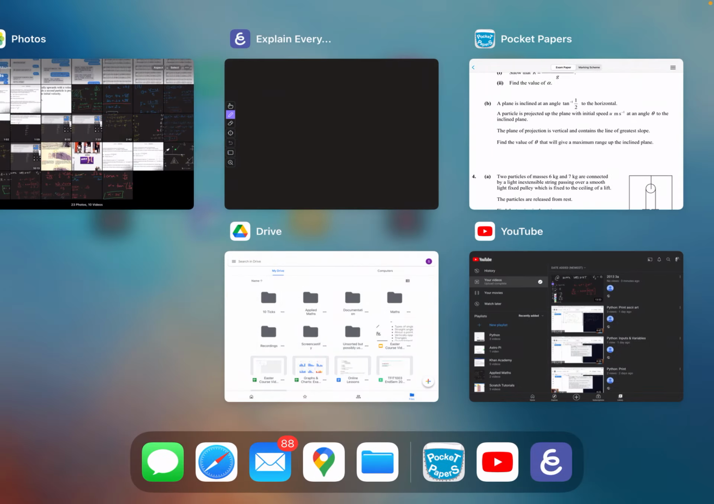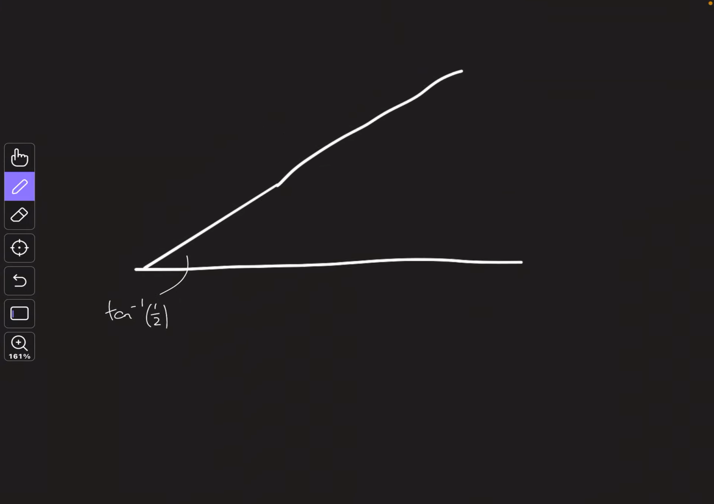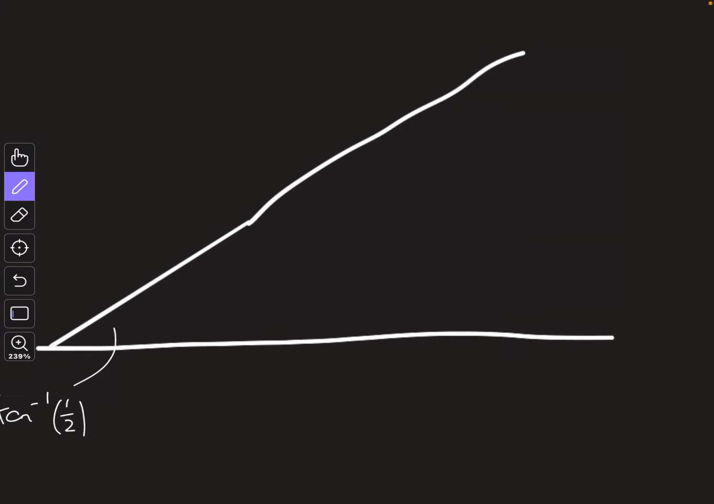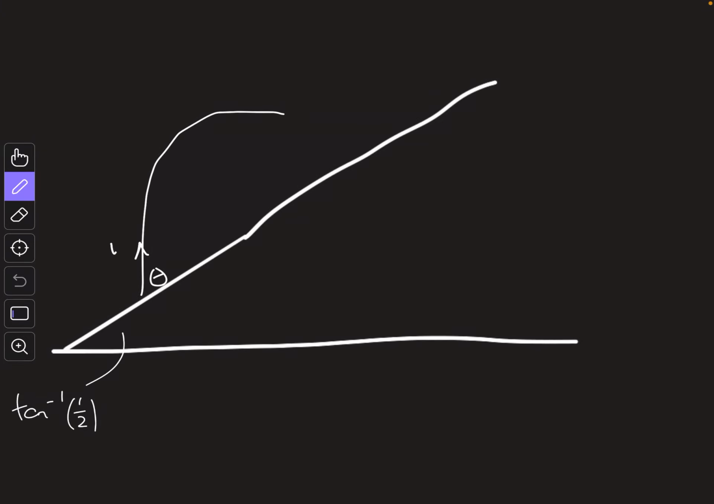So first off, like always, I would draw this. So let's have a quick sketch. So we've got a plane. We have this angle in here, which we're told is tan inverse of a half. And we're told a particle is projected up the plane. So it's projected up the plane, and it is projected at an angle theta. So it's projected with a velocity u.